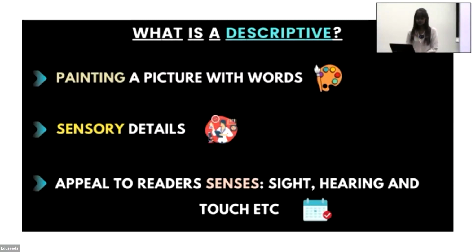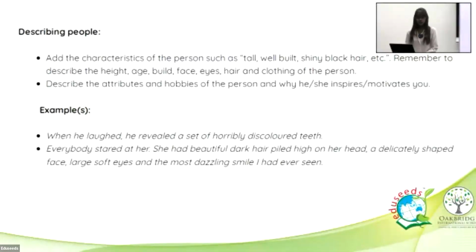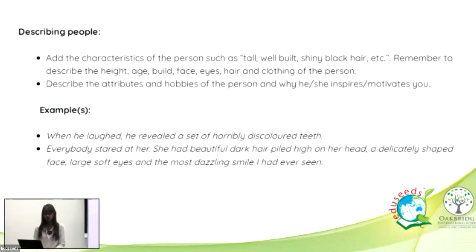When it comes to describing people, you can use characteristics of the person such as tall, well-built, shiny black hair, and so on. Remember, you can describe the height, the age, the build, the face, the eyes, the hair, and clothing of the person. Not only that, you can also describe the attributes and hobbies of the person and why she inspires or motivates you. This is for describing people.